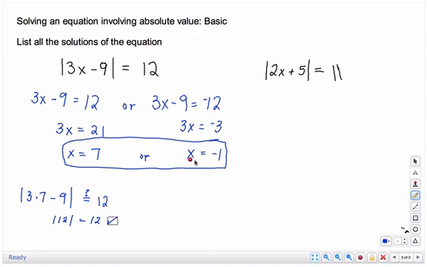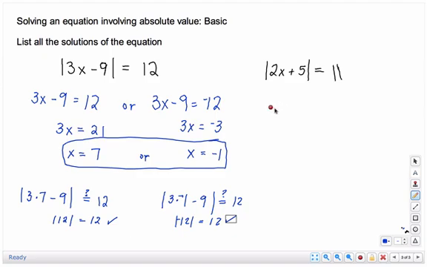You can do the same thing here with the negative 1. The absolute value of 3 times the negative 1 minus 9, does that equal 12? Here, 3 times the negative 1 is a negative 3. Negative 3 minus 9, so negative 3 plus a negative 9, is a negative 12. The absolute value of a negative 12 is a positive 12. So that is also a solution.